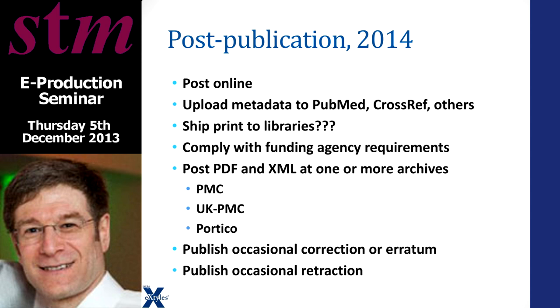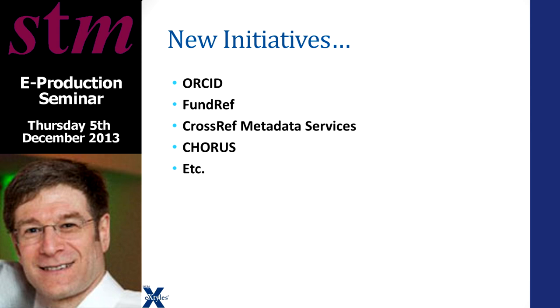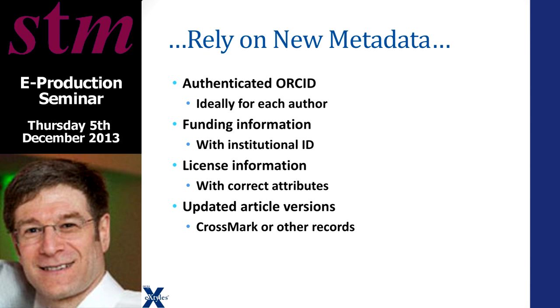So we have all these new initiatives that are going on: ORCID, FundRef, Crossref Metadata Services, CHORUS, et cetera. And these all rely on new metadata. You've got an ORCID, which in theory actually has to be authenticated. You can't just slap it in there. You actually have to have each author verify this is my correct ORCID. You have funding information with an institutional ID. If you've taken a look at how FundRef works with Crossref, you've actually got the Elsevier vocabulary of 4,000 funding agencies, and you've got to match up against those agencies. You've got license information, Creative Commons license information. You've got to make sure that you've actually got that correct with the right attributes. And then you may have updated article versions.